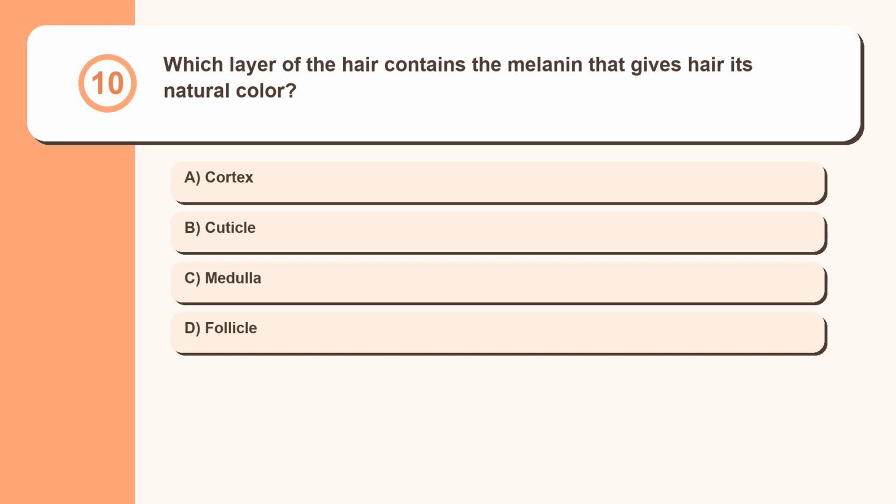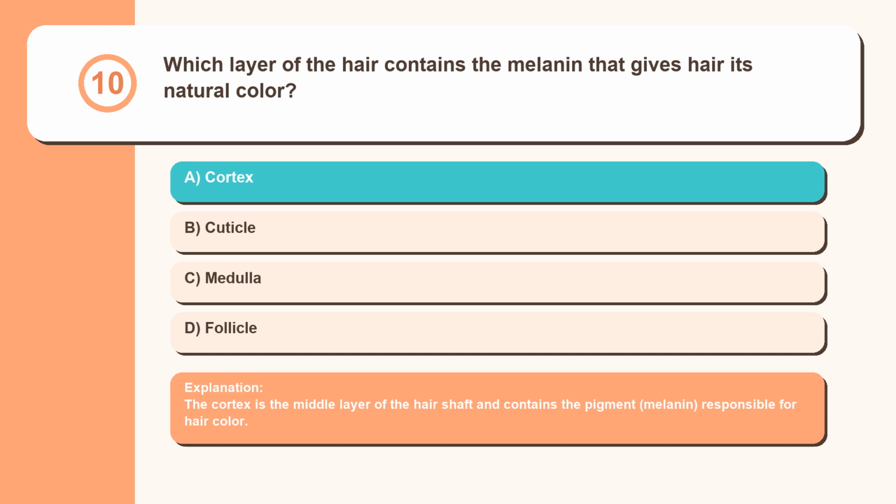Question 10. Which layer of the hair contains the melanin that gives hair its natural color? Cortex, cuticle, medulla, follicle. The cortex is the middle layer of the hair shaft and contains the pigment, melanin, responsible for hair color.